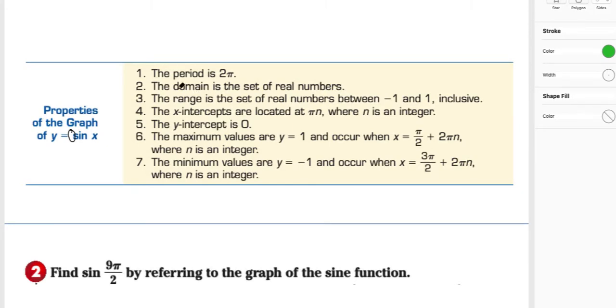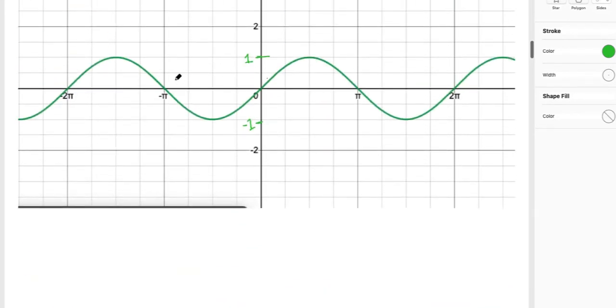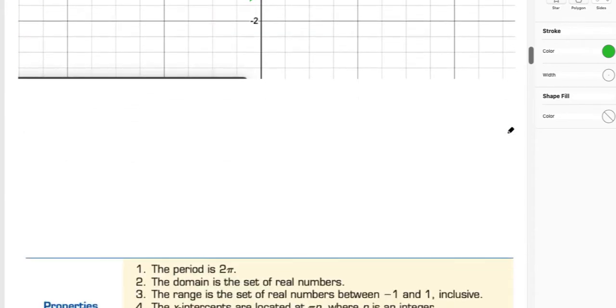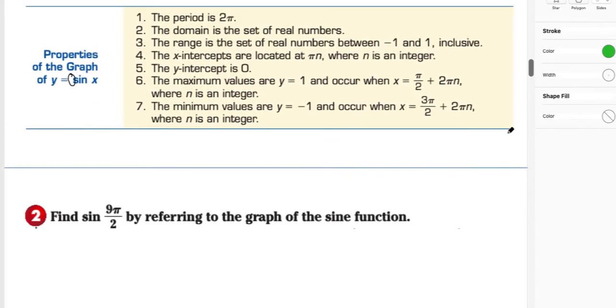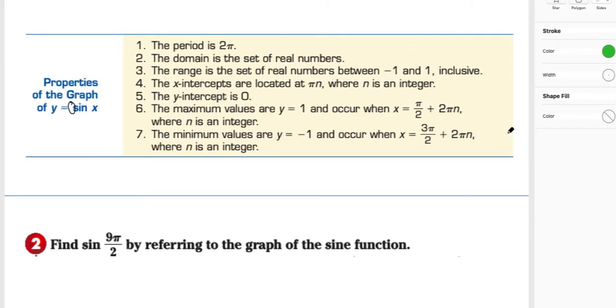So the period is 2 pi. The domain is the set of all real numbers. So domain, remember, are the x values. We can do this forever, guys. We can keep going. Doesn't matter. We can find the sine of all those angles, no matter how high you go or low. The range is the set of real numbers between negative 1 and 1 inclusive.